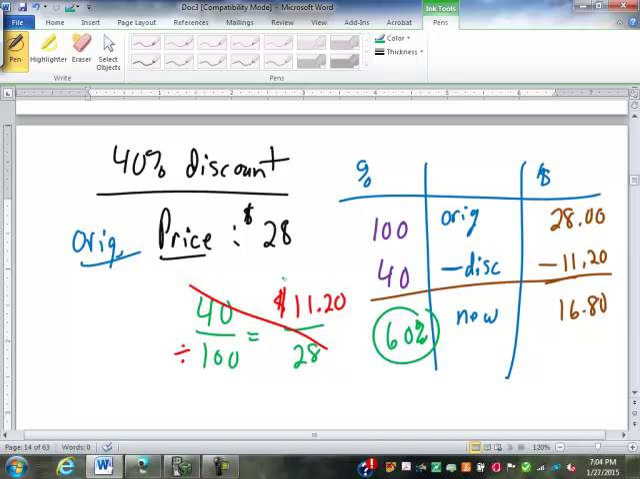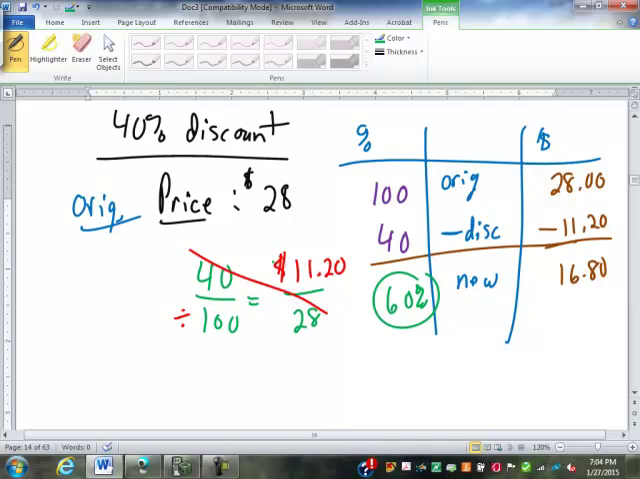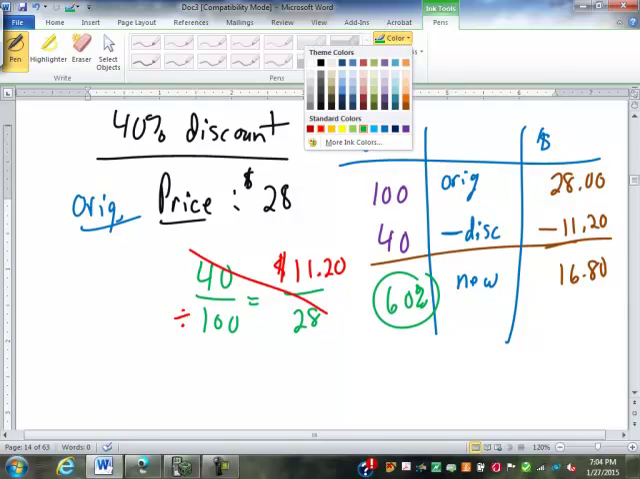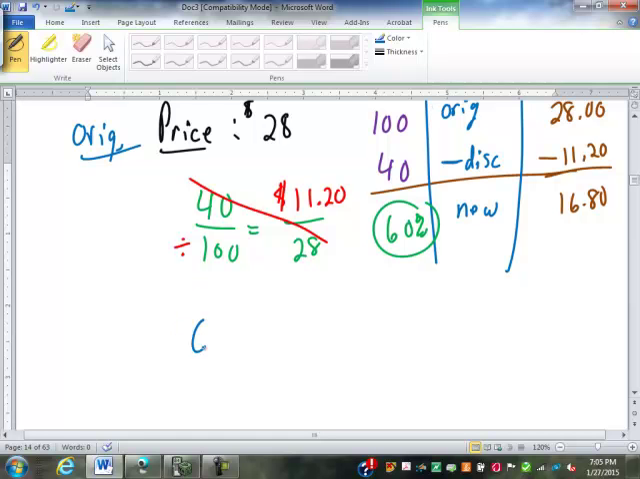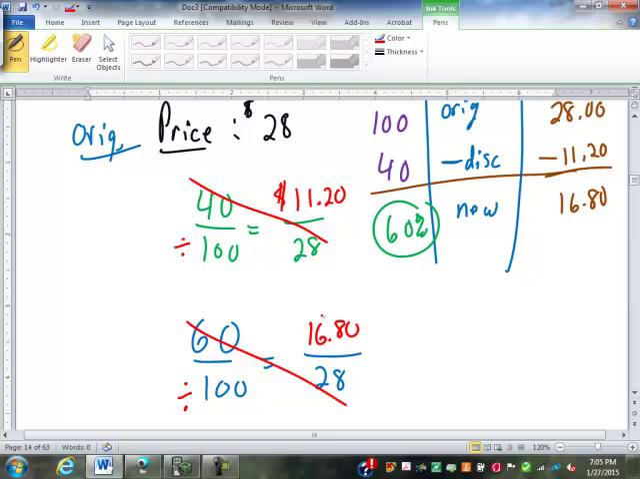So what we could have done when we saw this problem is a 40% discount means we're still going to pay 60%. That's something called a complement, by the way. If you start out with 100% and you take a certain percent away, what's left over is its complement. When we get into the next unit on merchandising, we're going to use that a lot. So anyway, instead of finding 40%, we could have found 60% of 28. And when we cross multiplied and divided, we would have come up with $16.80 as the new price after the discount.